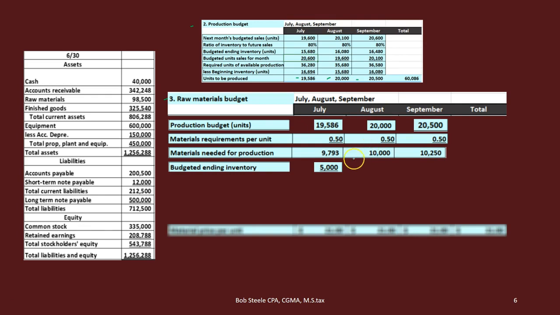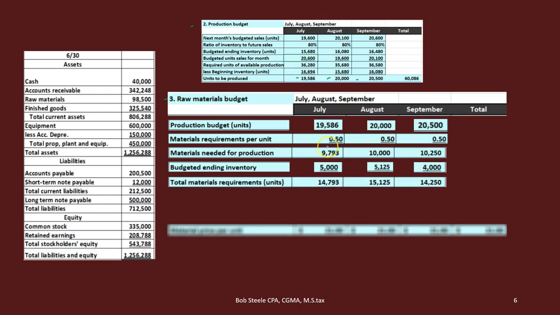So that's going to be the 5,000. We're going to take next month's, the 10,250 times 0.5, 5,125. And we would have to know October's number, which apparently is 8,000, in order to come up with this 4,000 here. So then, if we add these two up, we've got the materials needed for production. This is how much we want in ending inventory. So the 9,793 plus the 5,000, 14,790. The 10,000 plus the 5,125 is the 15,125, and so on.